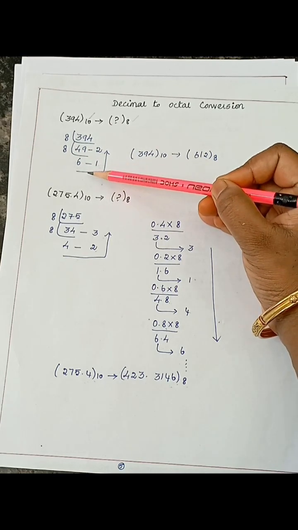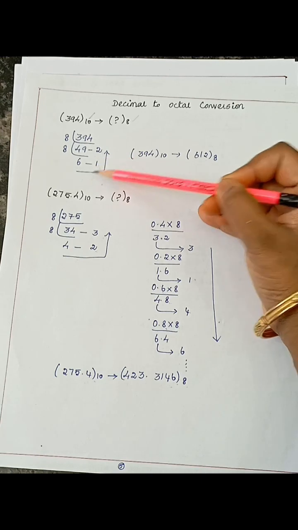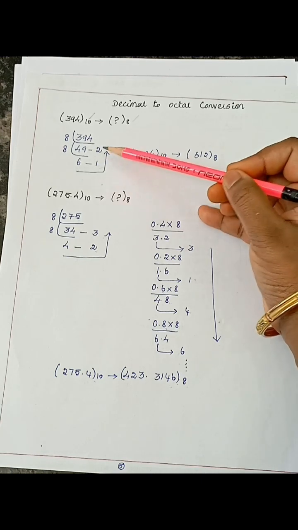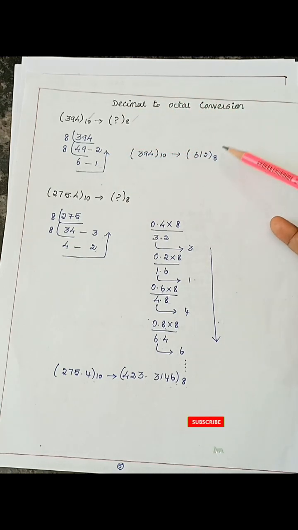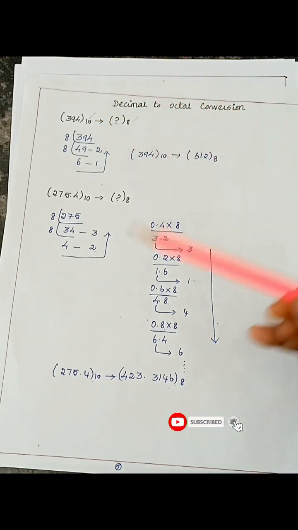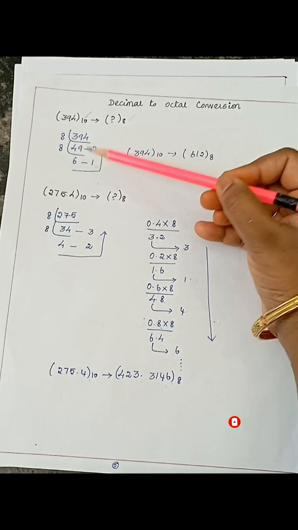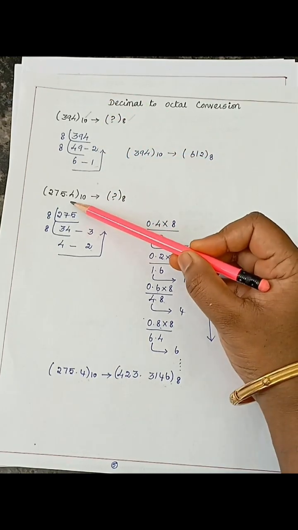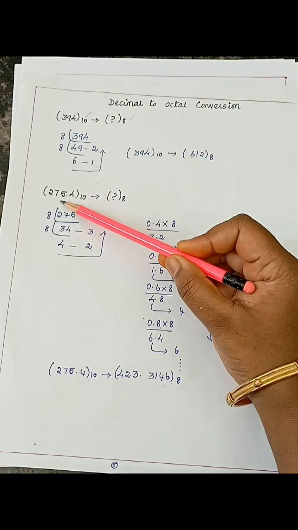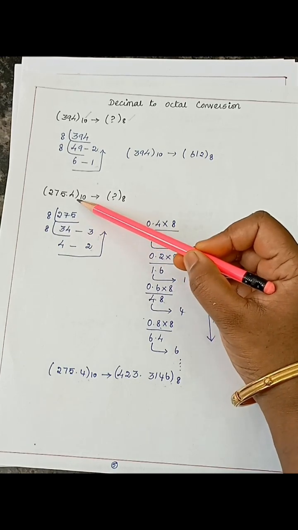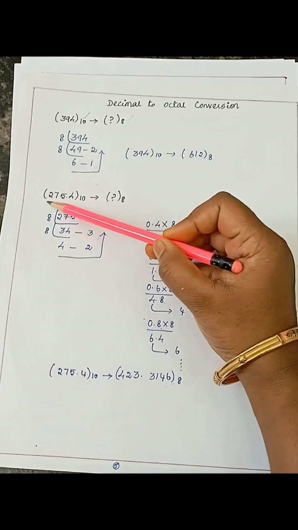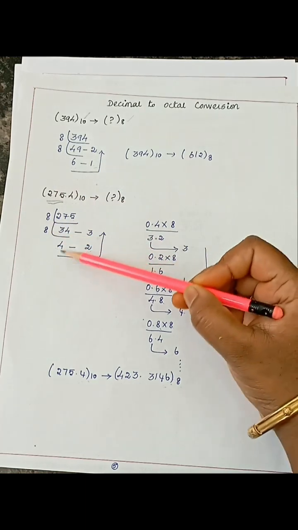So here also we take the result from bottom to top, that is 612 is the equivalent octal number for this particular decimal number. This will be the whole part, so we can perform the successive division. So the next problem is given in terms of floating point, that is 275.4. So here also the whole part we have to divide with respect to 8.